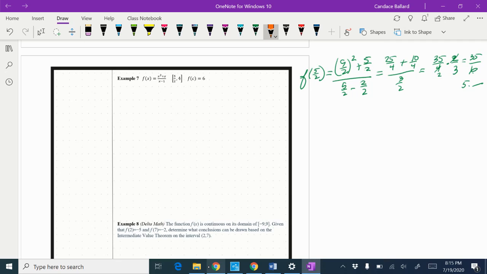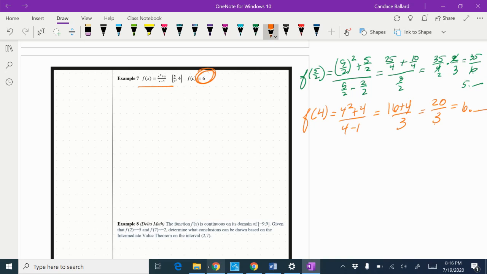All right, let's put in the other value. So f of 4 equals 4 squared plus 4 over 4 minus 1. Much nicer numbers, so 16 plus 4 over 3, which would be 20 over 3, which is like 3 goes into 20, 6 point something times. So what value were they looking for? They wanted us to get 6. So 6 is definitely between 5 point something and 6 point something. So we know that this is going to work.